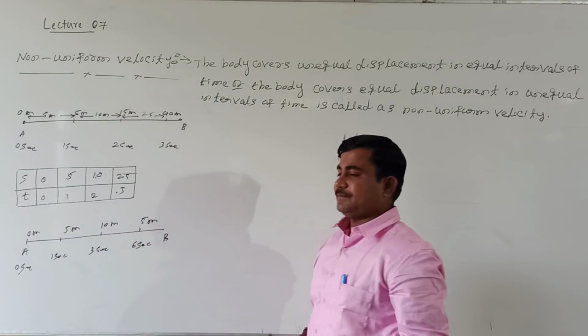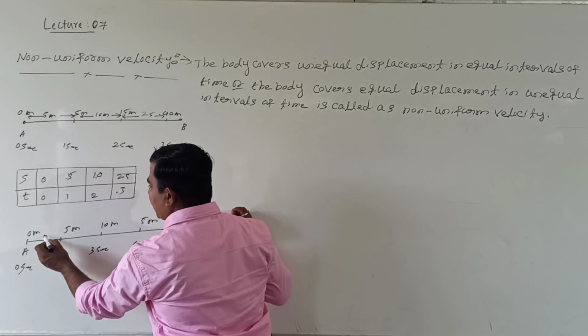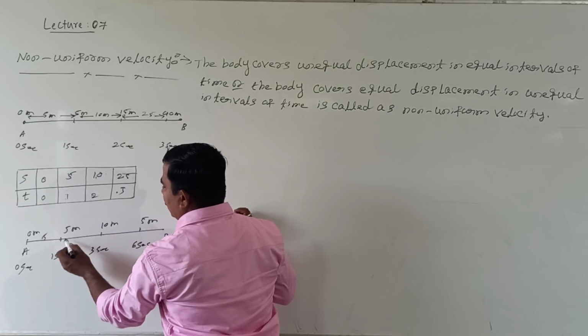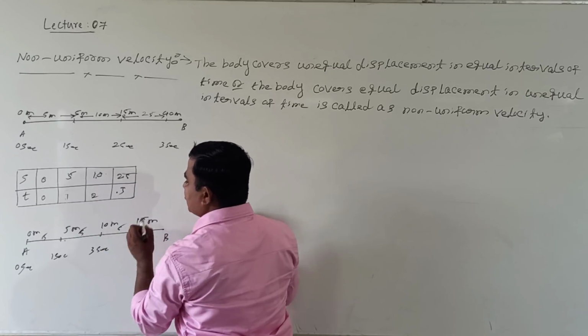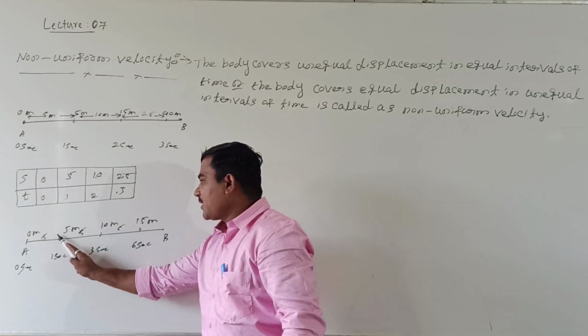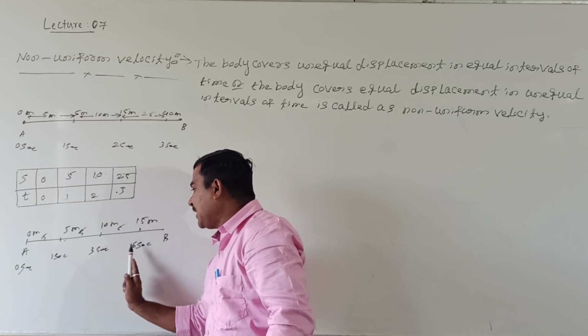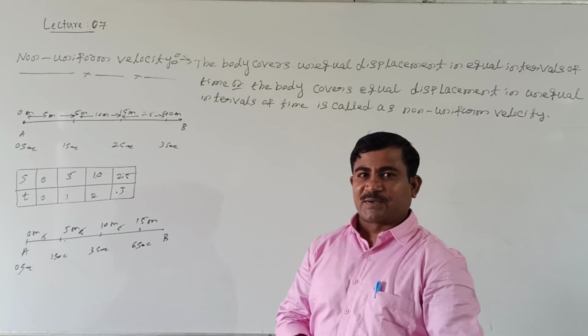Like this. I mean, your displacement is how much? 5 minus 0, 5. Here also 5. And 15 minus 10, that is 5. Here what happens? The body covers equal displacement in unequal intervals of time. This we are calling non-uniform velocity.